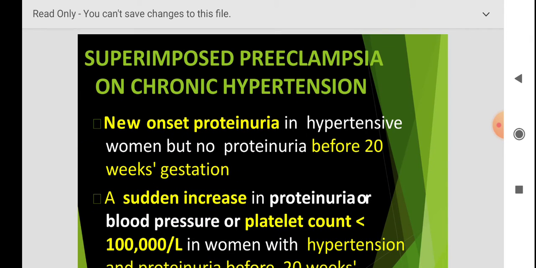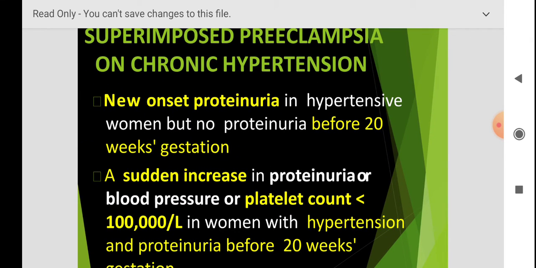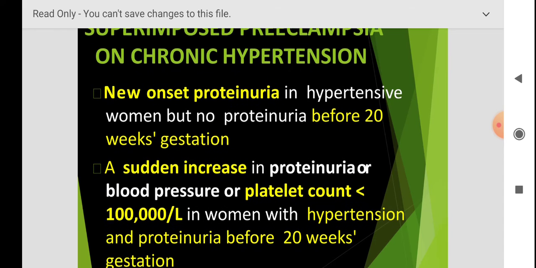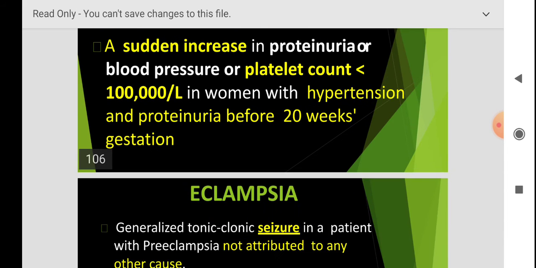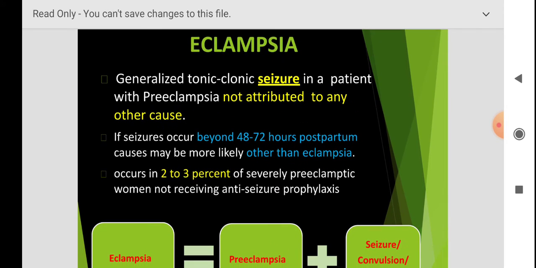Now coming to superimposed preeclampsia on chronic hypertension. What is this? When do you tell it is superimposed? When there is new onset proteinuria in a hypertensive woman but no proteinuria before 20 weeks of gestation, or there is sudden increase in proteinuria or BP or platelet count less than 1 lakh in women with hypertension and proteinuria before 20 weeks of gestation.